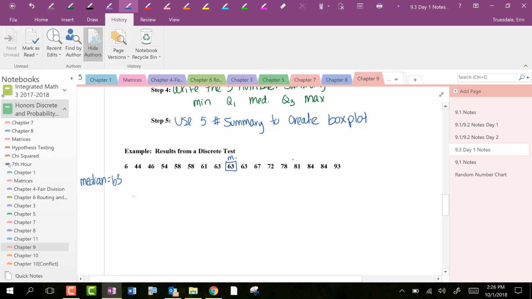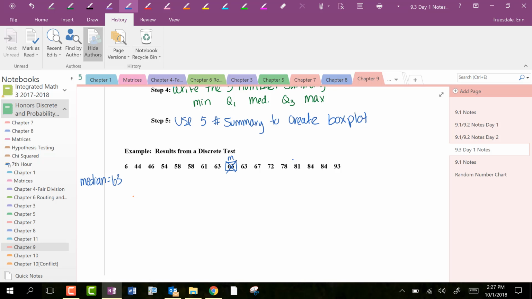Everybody know how that was found? Okay. Then it says, if the number of data points is even, go to step 3. If the number of data points is odd, remove the median and go to step 3. So count them up. It should be odd, right? So we're going to remove the median and go to step 3. Step 3, divide the remaining data into the lower and the upper parts. The lower is below the median, the upper is above it.